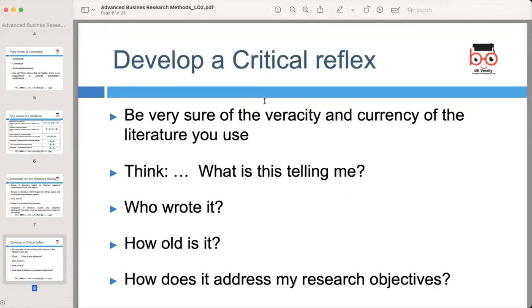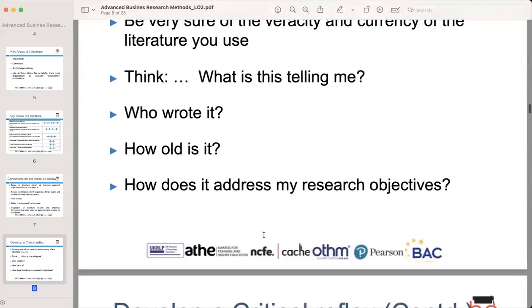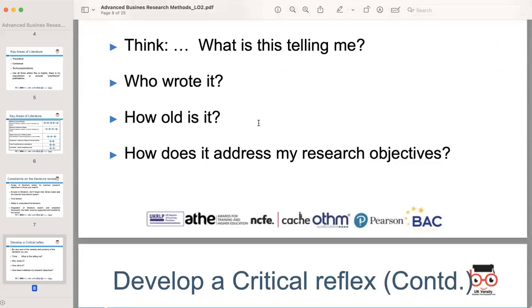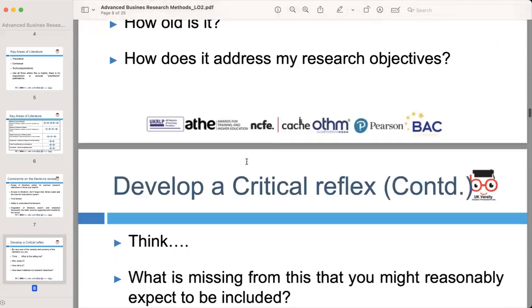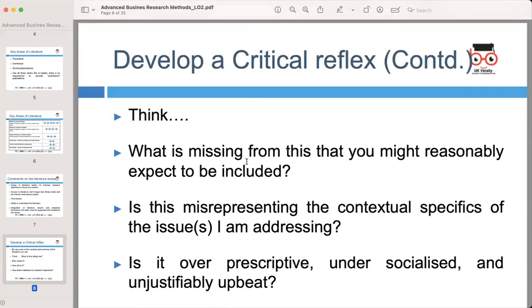Develop critical reflexes. Be very sure of the veracity and currency of the literature you use. Think, what is this telling me? Who wrote it? How old is it? And how does it address my research objectives? Because these are quite important points.